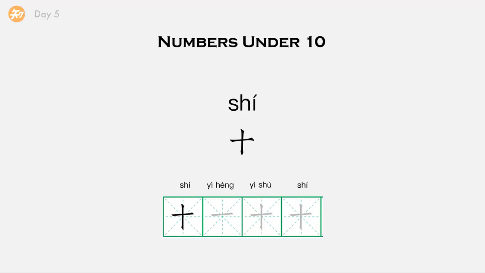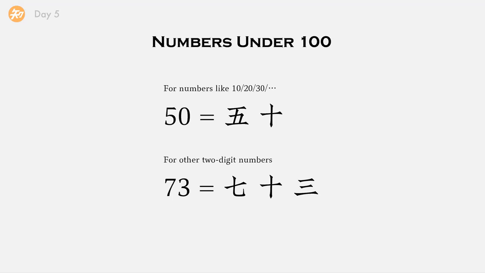The next one is 10. It's called 10. We also already met it before. The strokes order is here too. Read after me. 10. One more time. 10. For numbers greater than 10 but less than 100, we can pronounce it in this way. The 10th digit first, then read 10, then the unit digit.